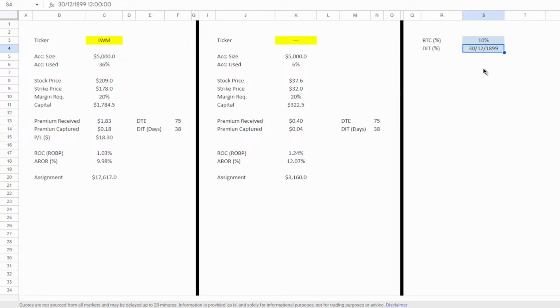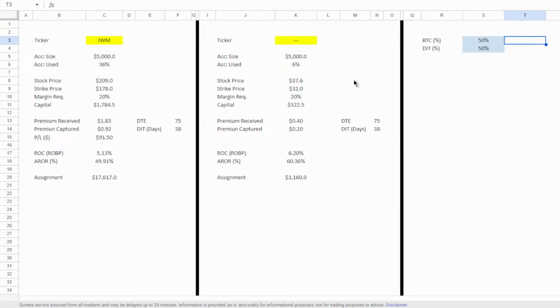But if we capture, for example, 100%, as you can see, we're going to collect the whole thing, 1.83. In this case, our option got out of the money. The option expired, and we managed to collect the whole $1.83. But this is very rare because we're going to manage our trade.